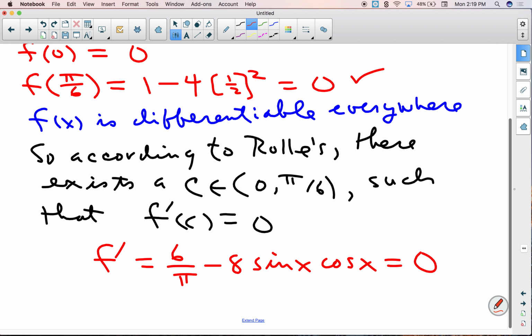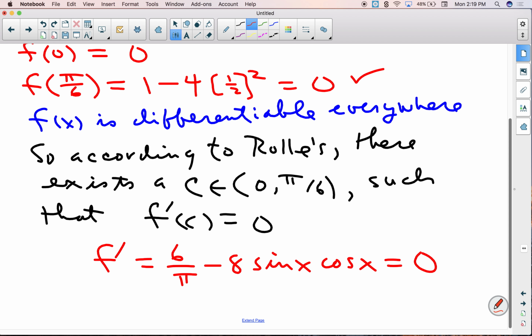This is what Rolle's guarantees: if the conditions are met, Rolle's guarantees that there should be a value that satisfies that. You have to mess with the trigonometry. This is a situation that comes up, and I think I've mentioned this to you. Well, I guess this is a good example of why it does come up.